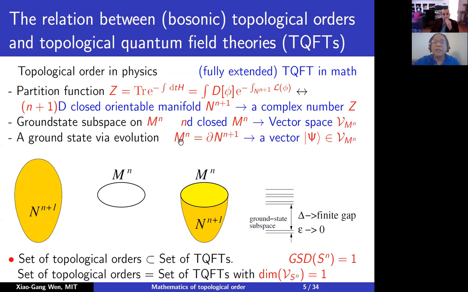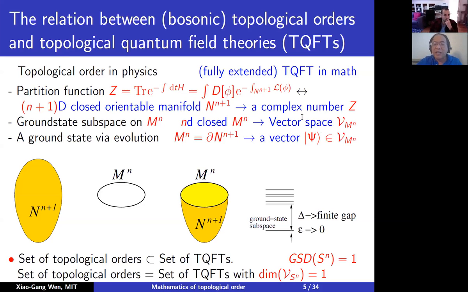And then if this n-dimensional manifold is a boundary of an n plus one dimensional space-time, then this structure is associated with a particular vector in the vector space. Physically, that means this n plus one dimensional space-time is an evolution. This space-time evolution gave rise to a particular state on the boundary. So this particular state must be one of the ground states in this degenerate subspace, so that's a vector in this vector space. From here, we can see that topological order and the TQFT are really almost identical.